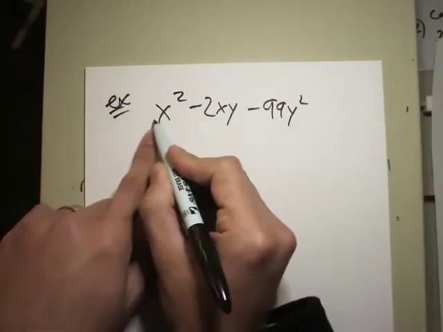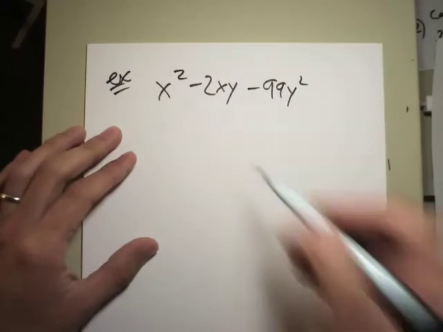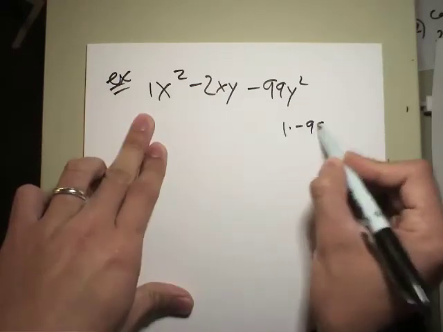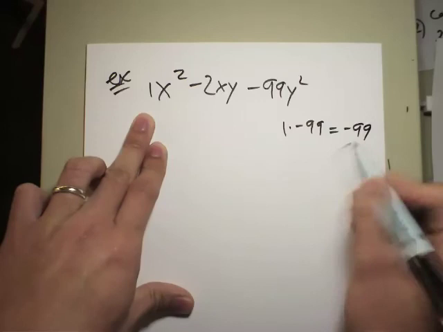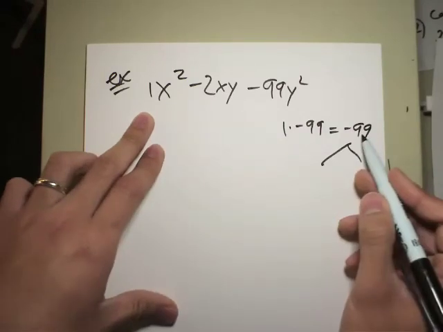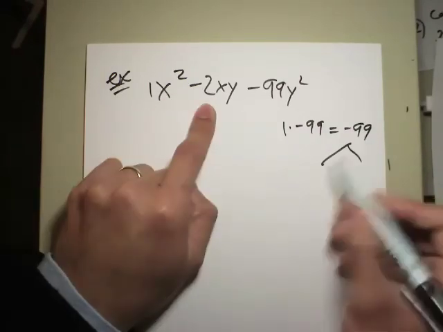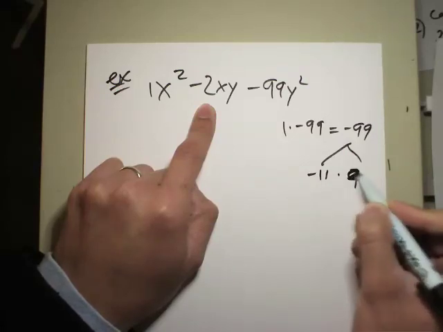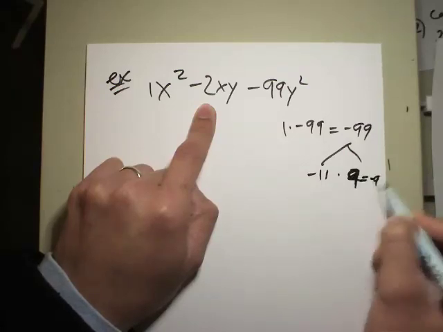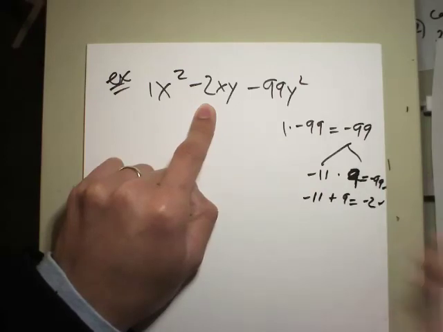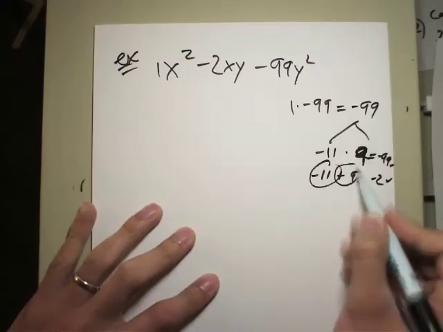So I noticed this is a 1, so that's good. I can certainly try to use my shortcut. So 1 times negative 99 is negative 99. The two factors that I want, when I multiply, will give me a product of negative 99, and add up to negative 2, will be negative 11 and 9. Because negative 11 times 9 is negative 99. Negative 11 plus 9 will give me negative 2. So they checked out. So these are the two factors I'm going to be using.